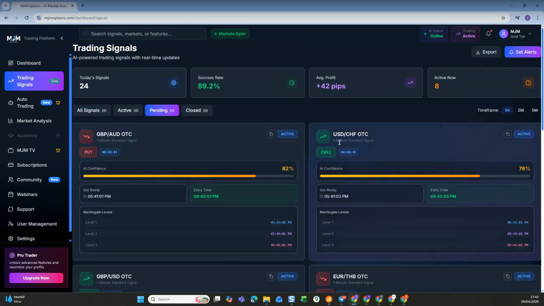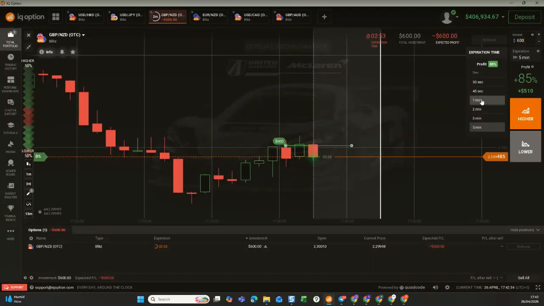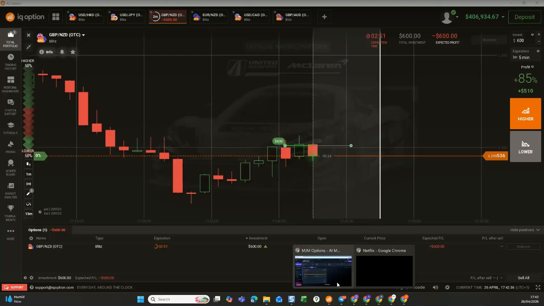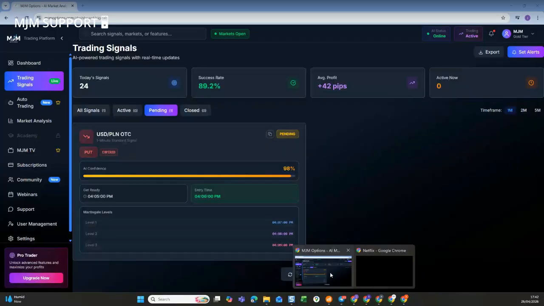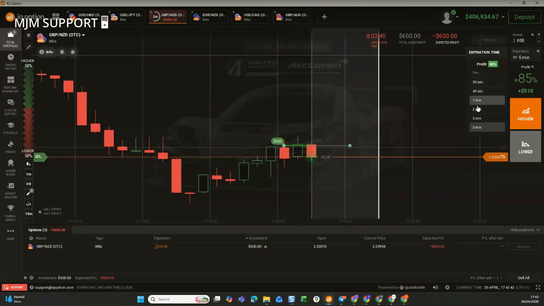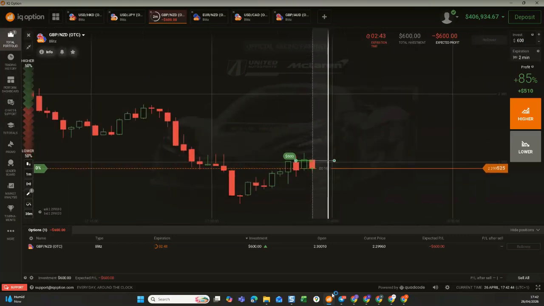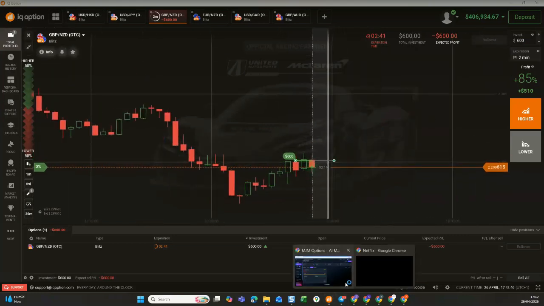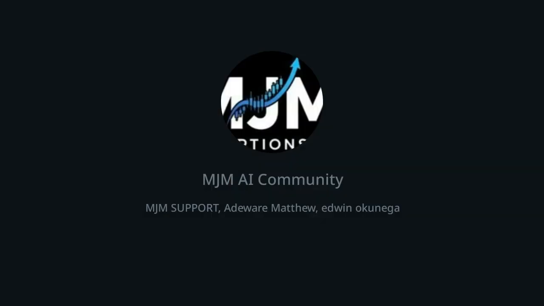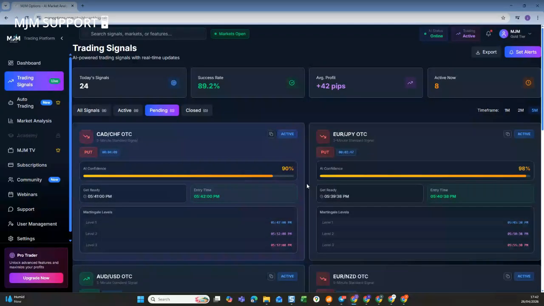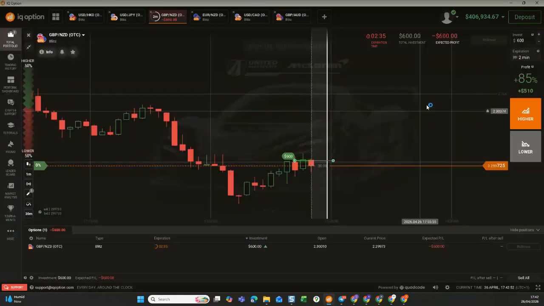So we have the time frame: 1 minute, 2 minutes, and 5 minutes. The 1 minute standard signal simply means you will be trading for 1 minute. When you see 2 minute standard signal, it means you'll be trading for 2 minutes. When you click the 5 minutes time frame and you see 5 minute standard signal, this means you'll be trading for 5 minutes. That's basically what it means.